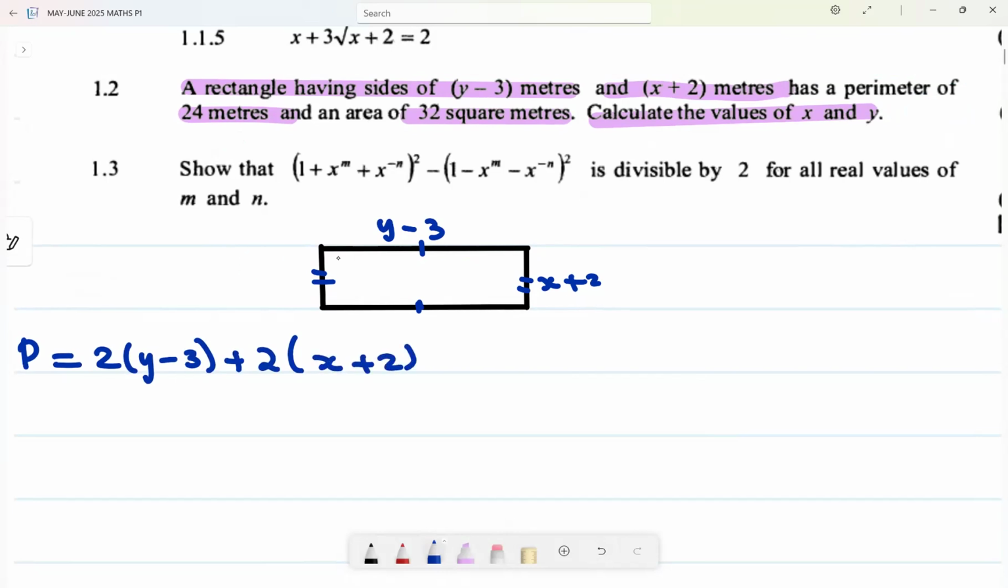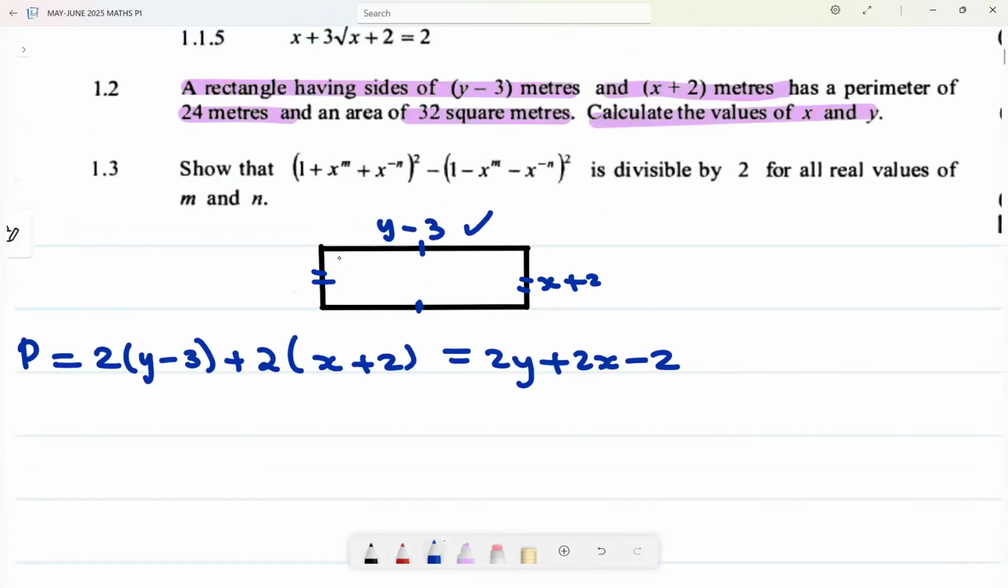Guys, what you can do is say this is also x plus 2, this is also y minus 3, and add this one plus this one plus this one plus this one. It's really the same process, guys. Trust me, it is. Do not become intimidated by what I'm doing. And then the perimeter, when I simplify it, gives me 2y minus 6 plus 2x plus 4. And then I can say it is 2y plus 2x minus 2. Okay, that's the perimeter, guys.